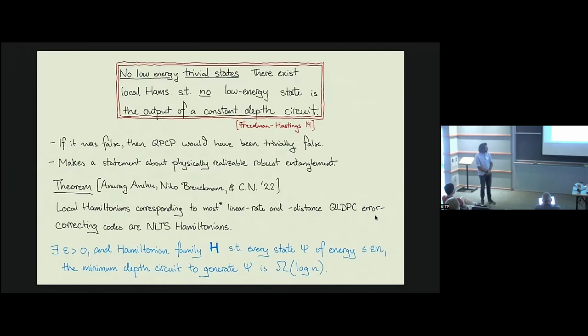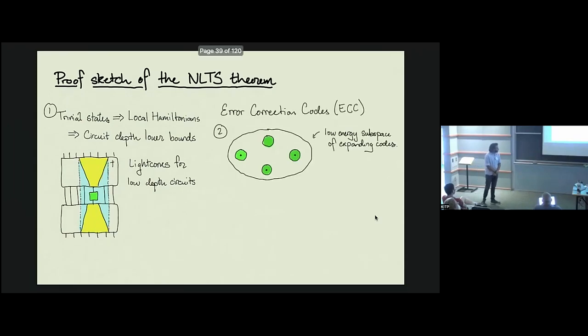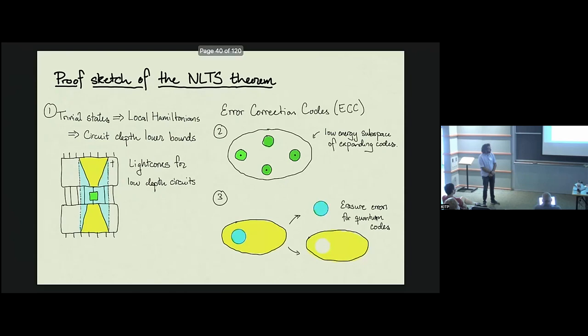Okay, there are 3 parts to how this proof goes. One is I'm going to explain how trivial states, those are states that are the outputs of constant depth circuits, are correlated with local Hamiltonians and circuit depth lower bounds. The second thing is I'm going to remind you of some ideas from error correction, classical error correction actually. And third is I'm going to note a little bit about how erasure errors work in the quantum setting. And as soon as I finish these 3 points, the proof will just come together in seconds.